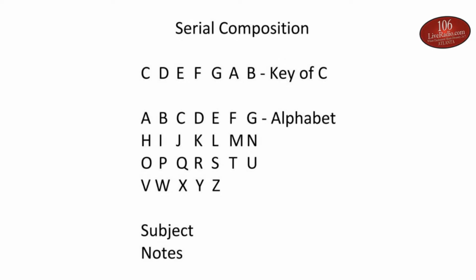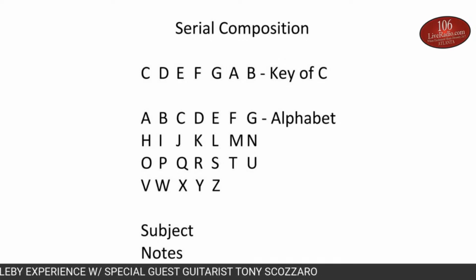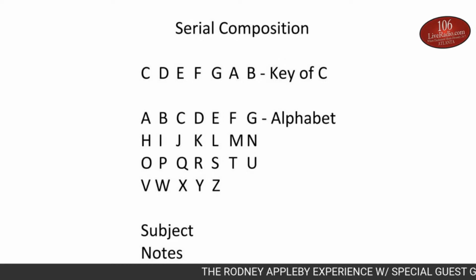If you notice, the alphabet is situated so that there are repeating rows with 7 letters each, and the last one has 5. And then at the bottom, where it says subject, that means any phrase or name or word or anything that you want to use. And then the notes would be the actual musical notes that you find when you use the system, and those are the notes that you'd actually play.